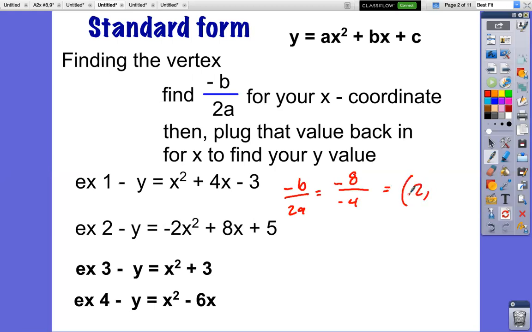Again, we're in an accelerated class, so if you know what A is, 2 times A, I don't need to write out and show all of that work. If you make mistakes, then do it. So that's my X value of my vertex. So how do I find my Y value? Plug it back in.